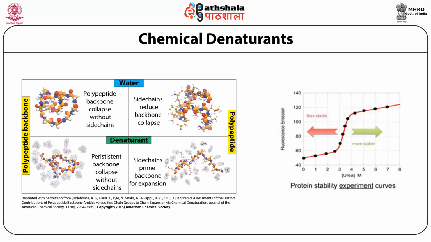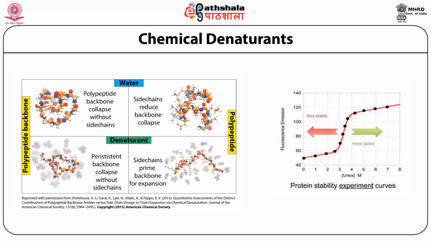You can see here as you increase the urea or, of course, guanidine hydrochloride concentration, here I am showing the example of fluorescence. However, absorption and some other techniques can also be used. So a dramatic change between the native state and the unfolded state can be observed.